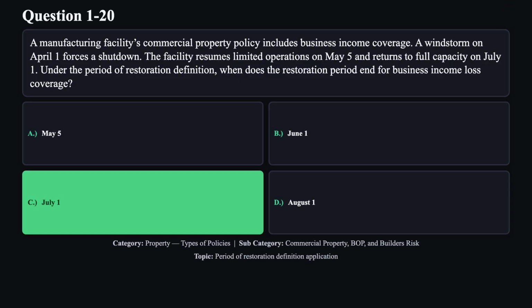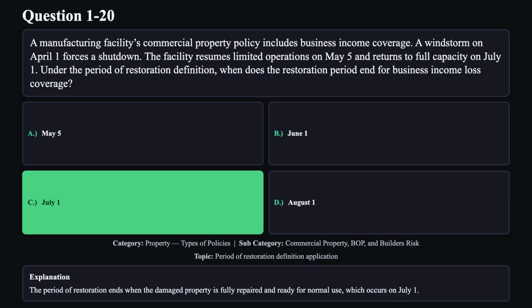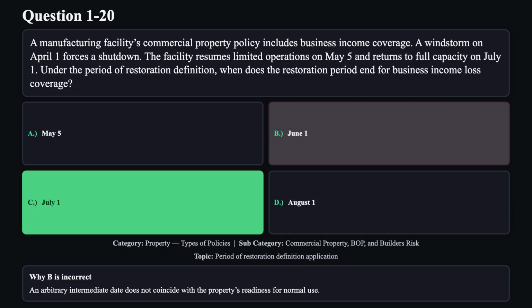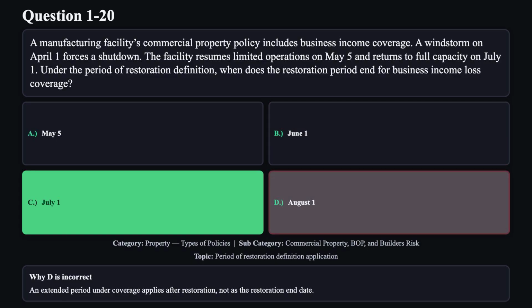The correct answer is C. The period of restoration ends when the damaged property is fully repaired and ready for normal use, which occurs on July 1st. Reason A is not correct. Resuming limited operations does not end the restoration period because full repairs are not complete. Reason B is not correct. An arbitrary intermediate date does not coincide with the property's readiness for normal use. Reason D is not correct. An extended period under coverage applies after restoration, not as the restoration end date.